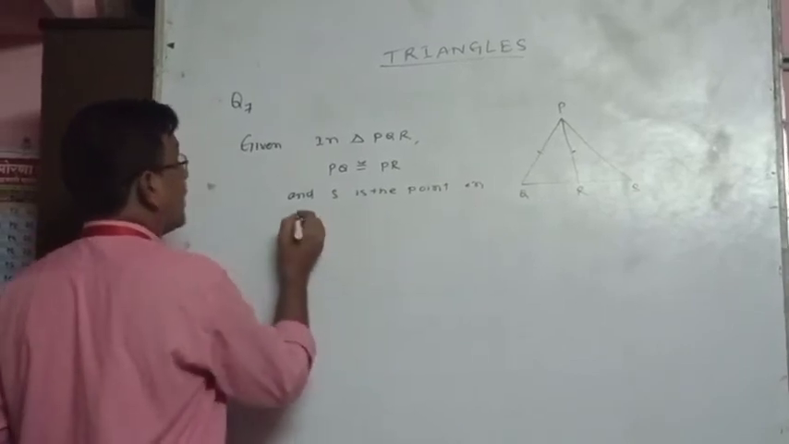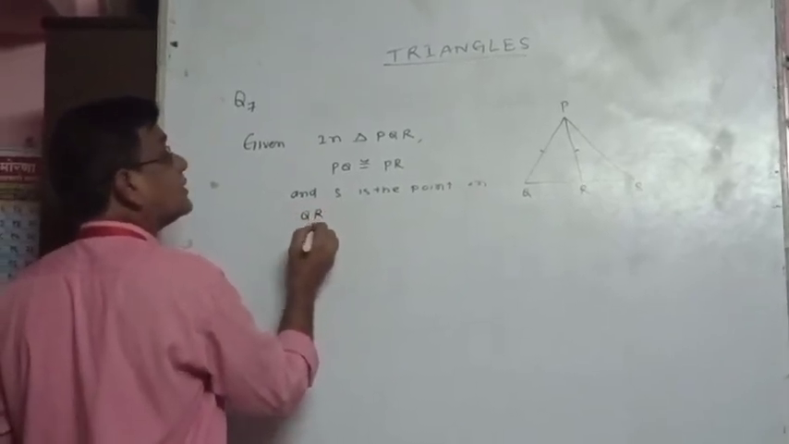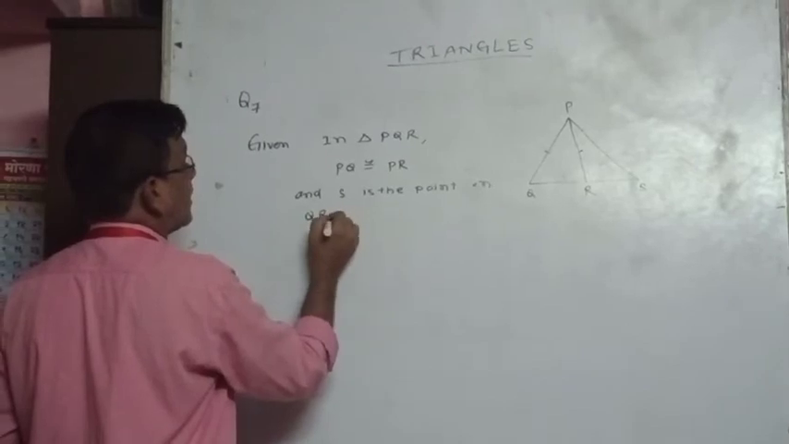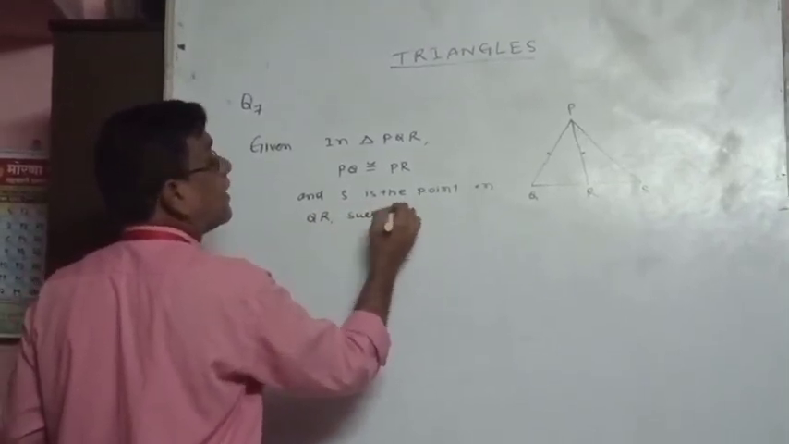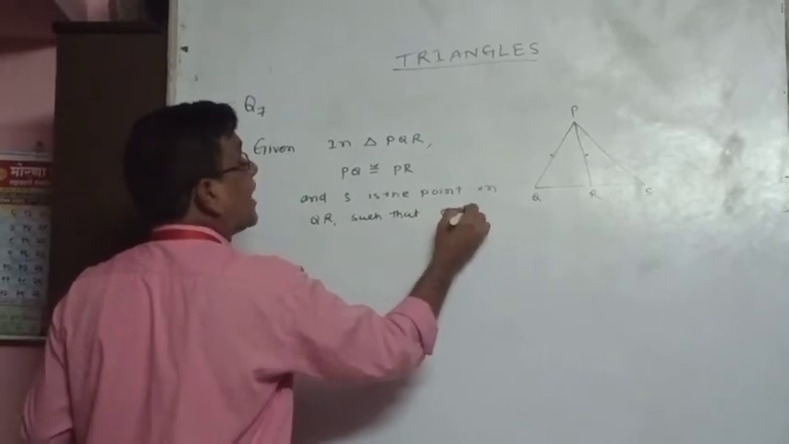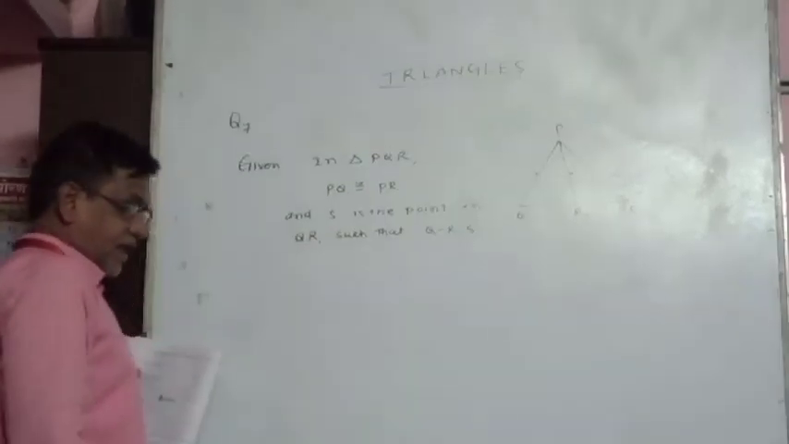on QR such that Q-R-S, means they are linear.